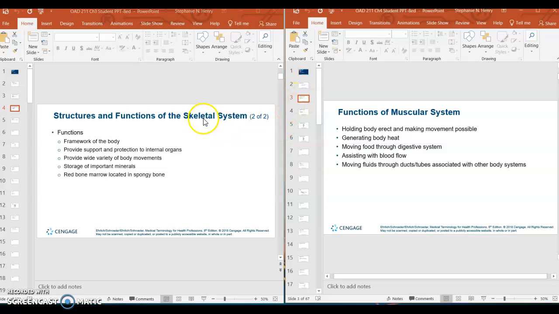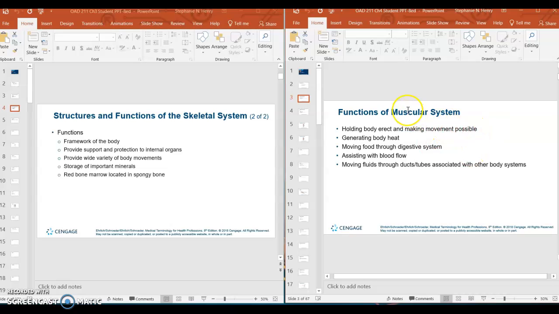All right, so for the skeletal system, the function of it is to be the frame for the entire body. So everything is situated in and around your skeleton. So other things that the skeletal system does, it provides support and protection for your internal organs. It provides a wide variety of body movements. It stores important minerals inside of your bones. And then the muscular system helps this body or structure to move. Okay, so when you want to go somewhere, your skeleton and your muscles have to work together.